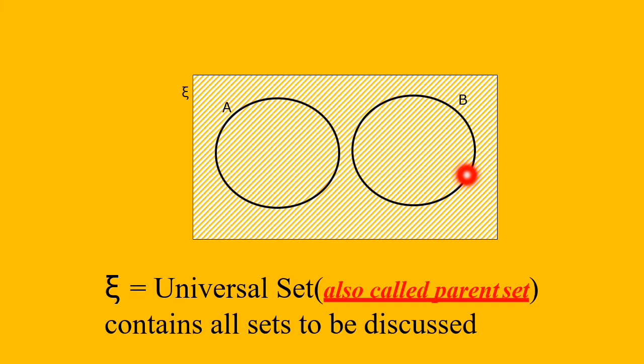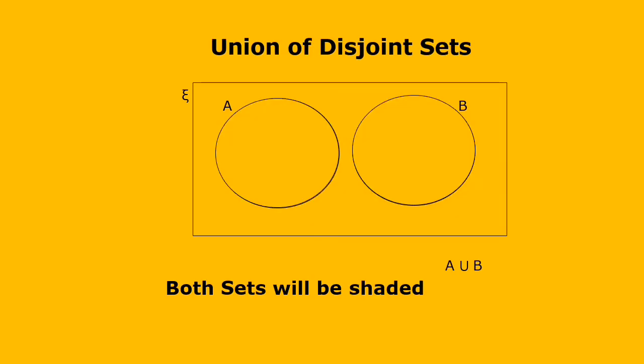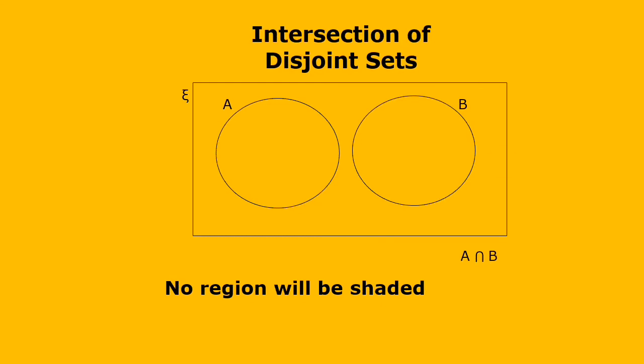which is the overlapping area. Okay students, universal set is known as the parent set, which contains all sets that are under discussion, and this universal set is usually represented with this rectangle, and all the subsets of the universal set, whether these are A, B and C, all will be represented in the form of circles that are present inside the universal set. Okay students, union of disjoint sets means that we have to shade both sets, and intersection of disjoint sets means that no region will be shaded because there is no common element between A and B.